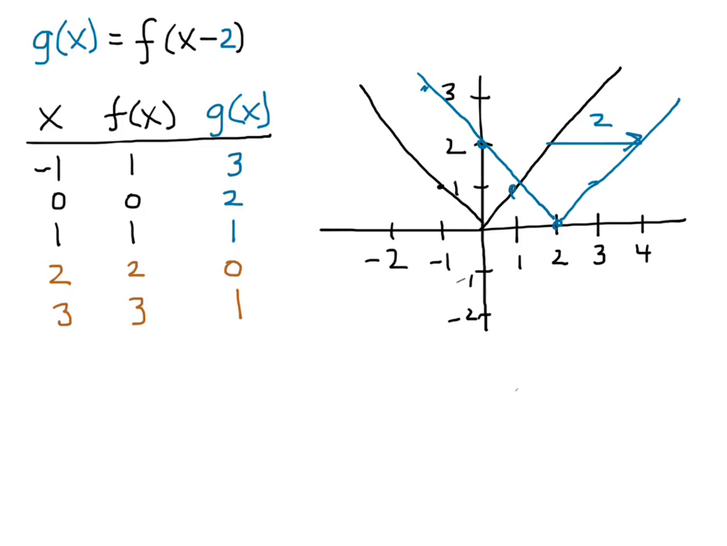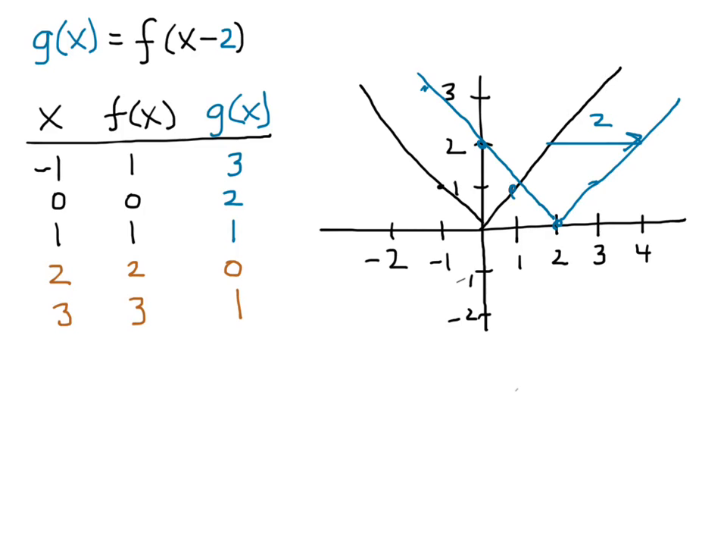If the black is my toolkit function, f at x minus 2, so if I subtract 2 from the x before I perform my toolkit function, I'm moving it to the right. Okay, so this is negative here. So let's generalize this one.